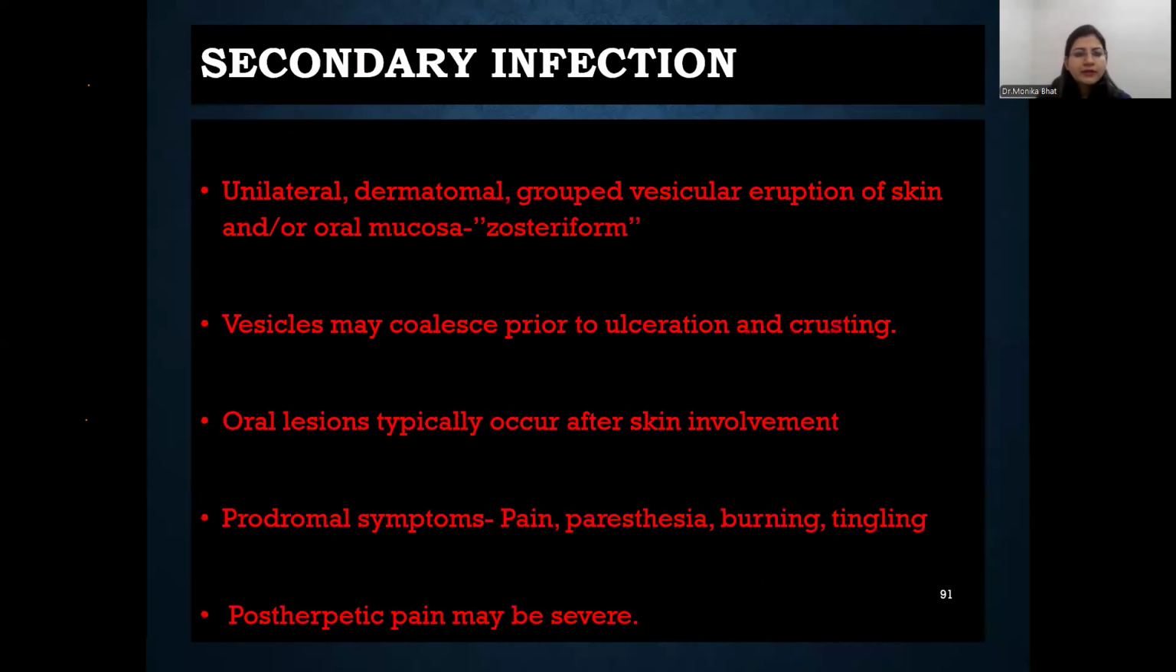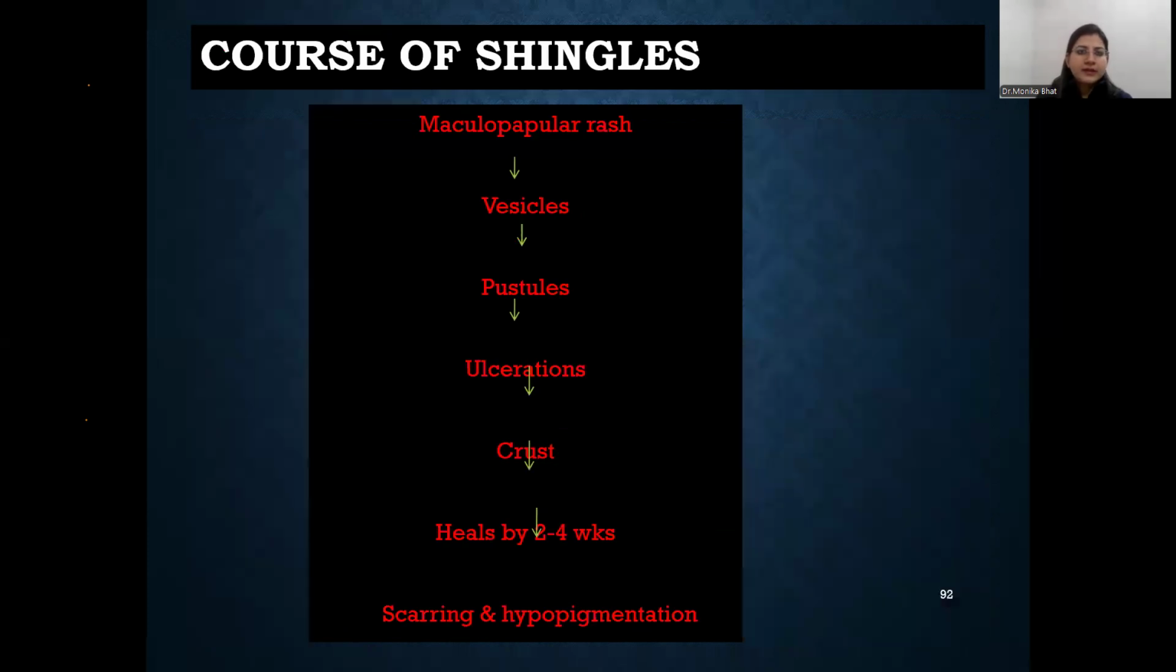Secondary infection, what happens in the secondary infection? Unilateral dermatomal grouped vesicle eruptions of the skin as zoster form. Vesicles may collapse prior to the ulceration and form crusts. Then the oral lesions typically occur after the skin involvement, with prodromal symptoms, pain, paresthesia, or burning and tingling sensation. If the patient has pain after the herpetic lesion, then the patient can have post-herpetic pain, which may be very severe in the secondary infection.